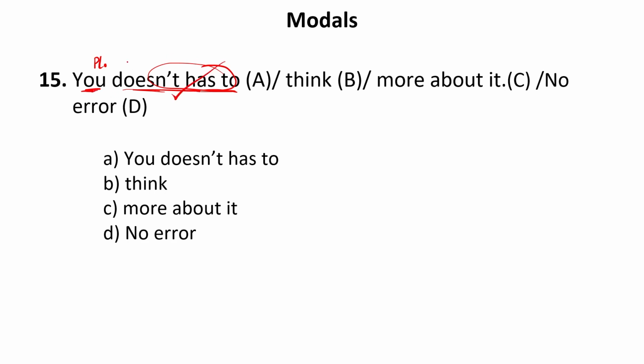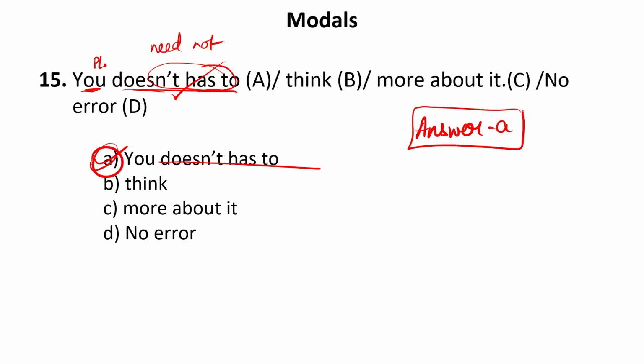You is also a plural subject. Doesn't cannot follow it. If it had been don't, we could have accepted it. But also, this doesn't has to is incorrect over here. In fact, we can write, you need not think more about it. So this part A contains the error. This doesn't has to should be replaced with need not. So our answer is A. Now let us move to the next one.